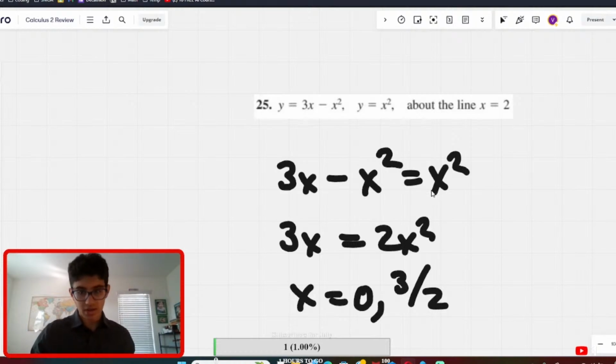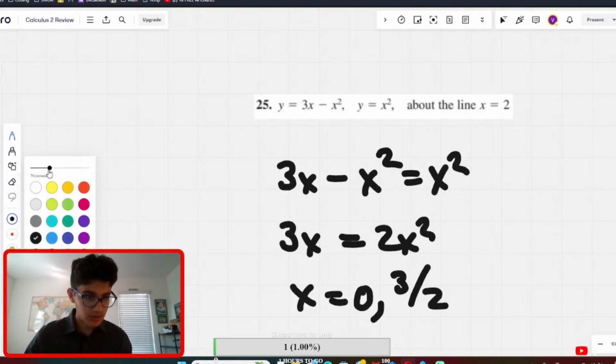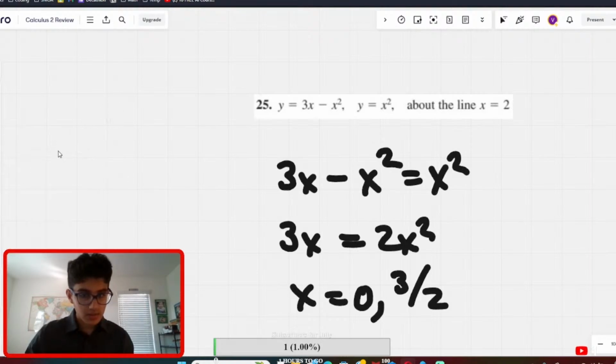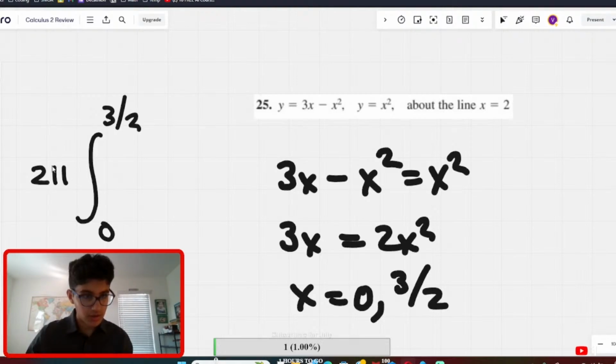Yeah, 3 halves and that. Fine. So these are our points. Let me lower the thickness a bit. Let me reduce that. We'll go from, so basically we're integrating, remember, from 0 to 3 halves. You've got a 2 pi in front.